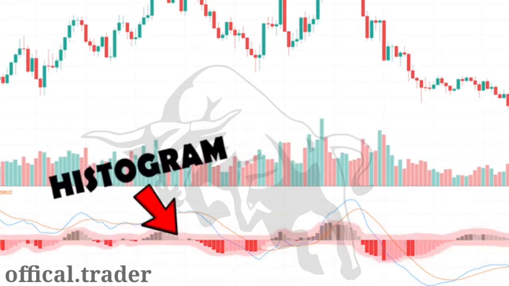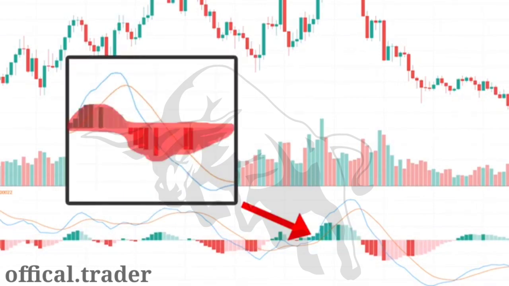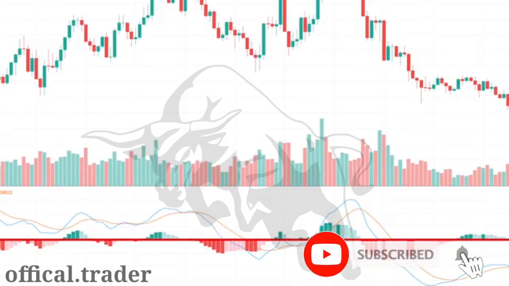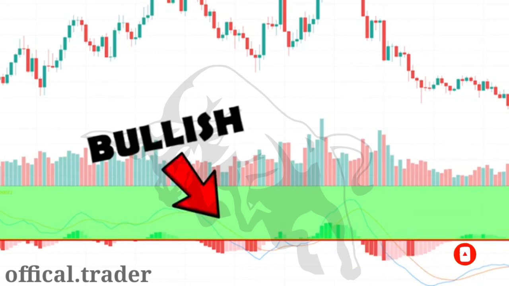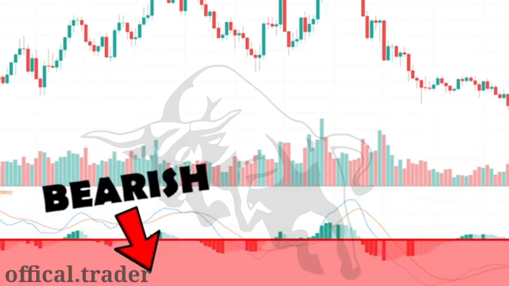Next, we have the MACD histogram. It simply represents the difference between the signal line and the MACD line. You can see that if the two lines are further apart, the histogram gets longer, and if the two lines are closer, the histogram gets shorter. Next, we have the baseline, which just shows the middle area of the MACD indicator. When the two lines are above the baseline, it indicates a bullish sentiment, meaning that the market is uptrending. And when it is below the baseline, it indicates a bearish momentum or a downtrend.